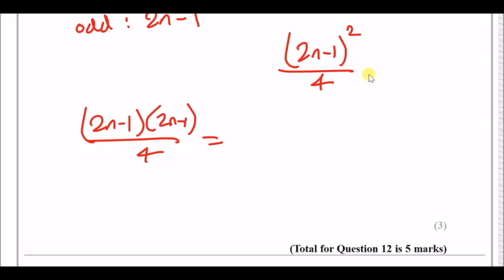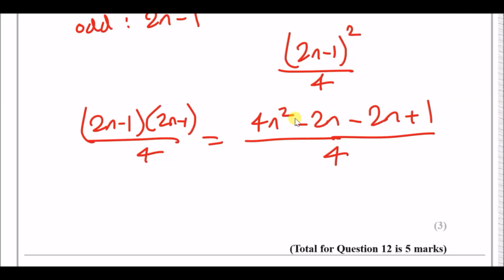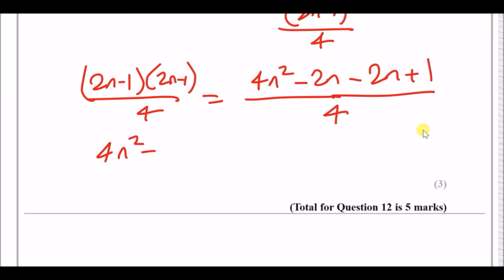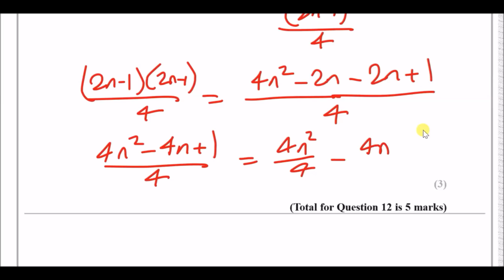Now multiplying out the bracket using FOIL, in other words, you do 2n times 2n, 2n times minus 1, and so on. You're going to get 4n squared minus 2n. Then you have minus 1 times 2n and minus 1 times minus 1. That gives us another minus 2n plus 1, all over 4. So we're going to have 4n squared minus 4n plus 1 over 4. So that's 4n squared over 4 minus 4n over 4 plus 1 over 4.